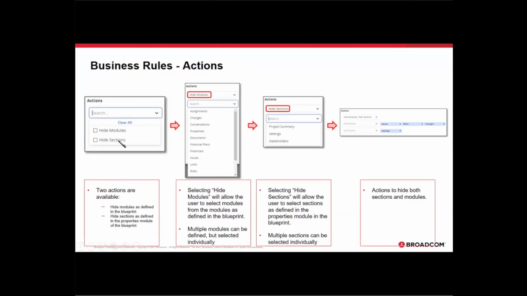If you select hide sections, then you will get the option to select the sections that have been defined within the properties of that object instance or in that blueprint. You can select multiple sections by selecting one at a time. You can select the actions to be both hide modules and hide sections, and it'll appear as follows, where all the modules will be listed together and the sections listed together.